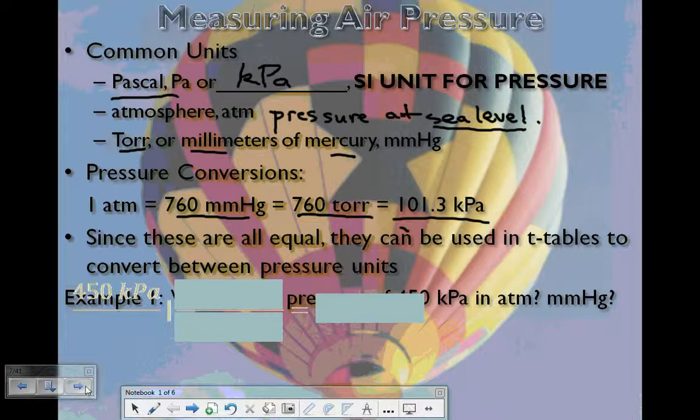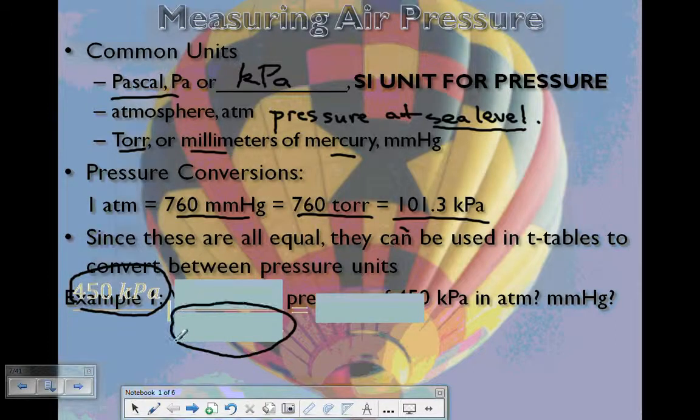Suppose that we start with 450 kilopascals, and we'd like to convert this to atmospheres. Since I have kilopascals on the top, then we know in the next step of our t-table, we've got to put kilopascals on the bottom. But what number do we assign to it? When we're doing conversions, it's going to be our conversion factors. It's this number, 101.3 kPa. And we're trying to change it to atmospheres, so that's what goes on top.